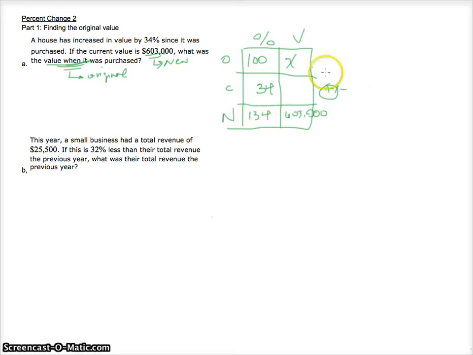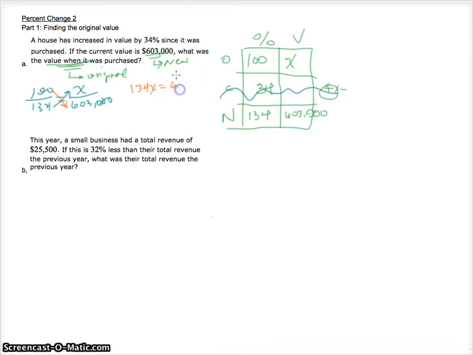Since all my information is in the top two lines, I'm going to cross out the change line. And now I'm going to set my proportion up. 100 over 134 equals X over 603,000. And now I'm just going to cross multiply and divide. I'm going to get 134x and I'm going to tag two zeros on the end here, and it looks like it's going to be 6,300,000.